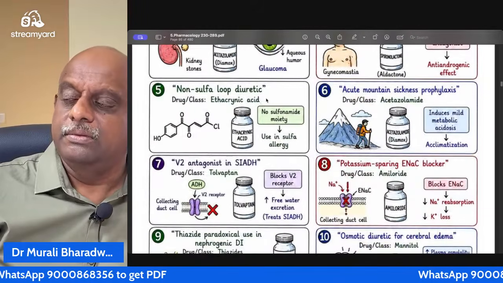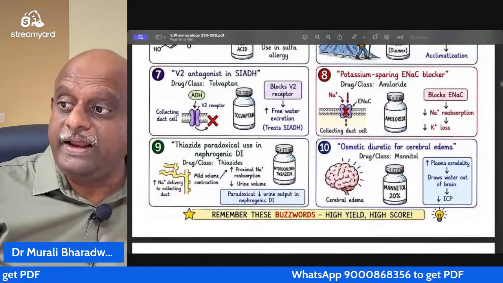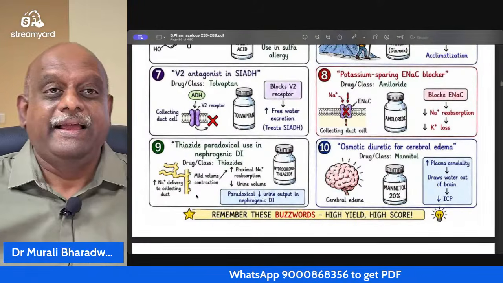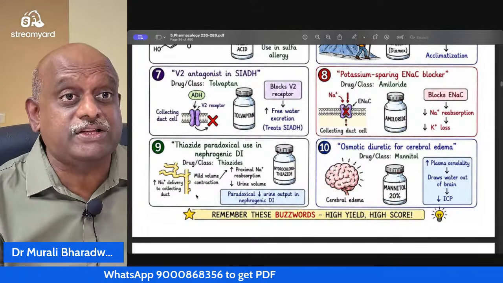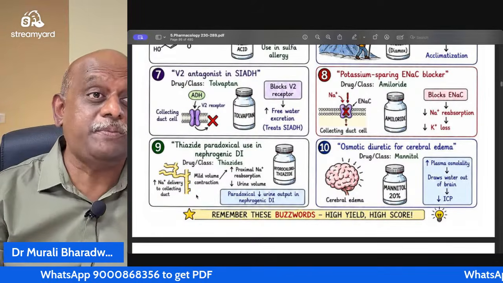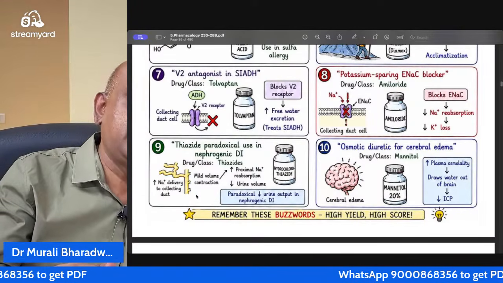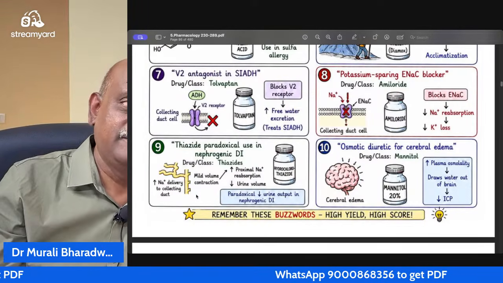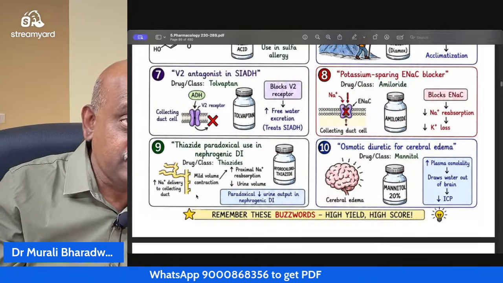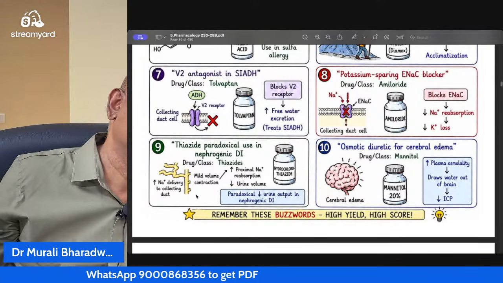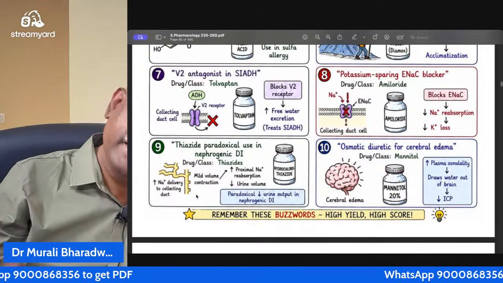These are all the things that we already discussed. Very important. In nephrogenic diabetes insipidus, we use thiazide. Why is it paradoxical? Diabetes insipidus means ADH is not working. If it is not working, what will it lead to? It leads to diuresis. If there is no antidiuretic hormone working, it leads to diuresis.